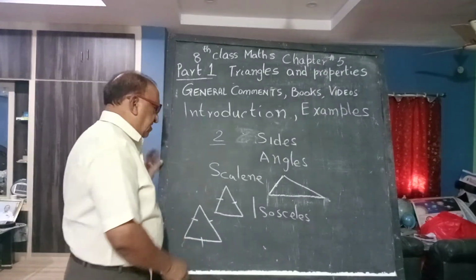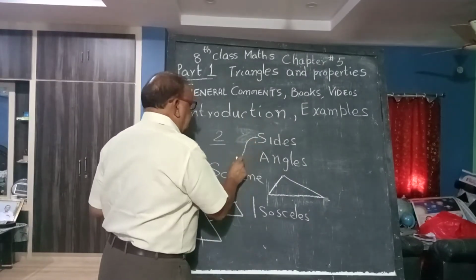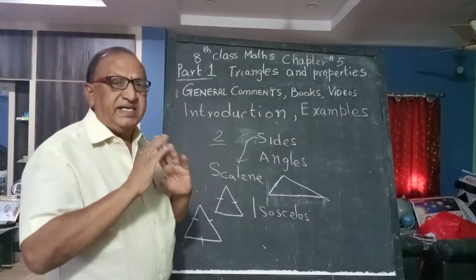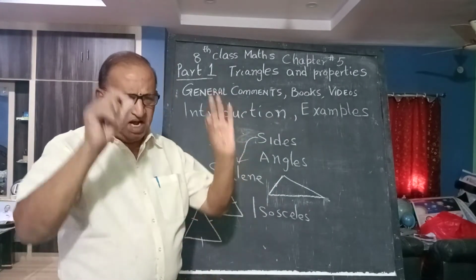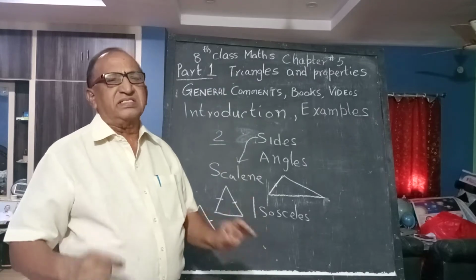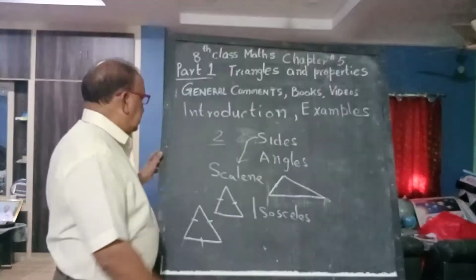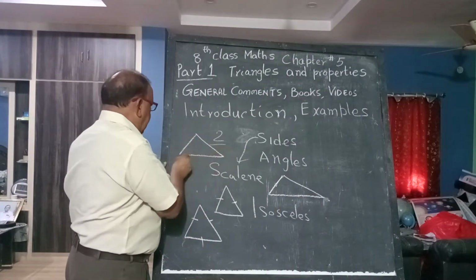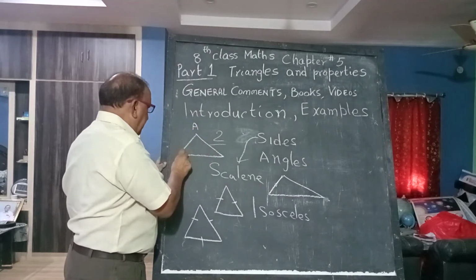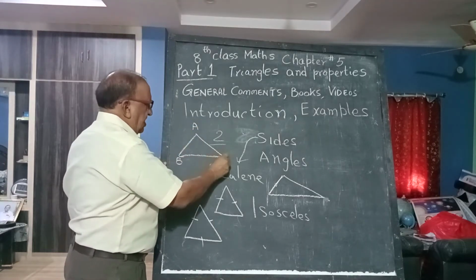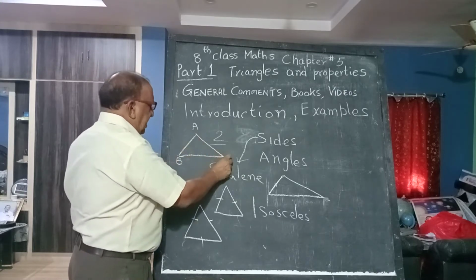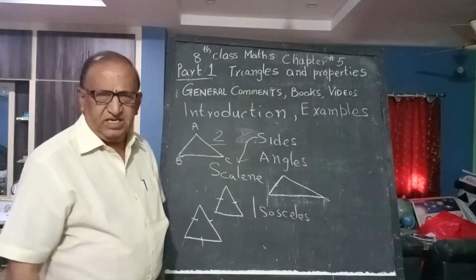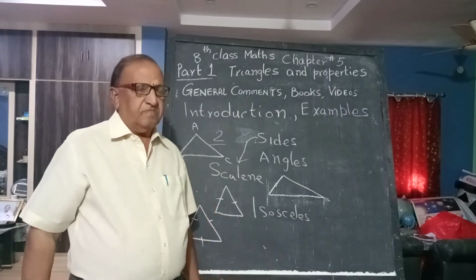This is based on, what did I say? Based on the sides. Here, we did not talk about angles at all. We only talked about sides. Sides means the length of the side. For example, if you take a triangle here, it can be represented by ABC. AB is one side, BC is another side, AC is another side. So those are the three sides.